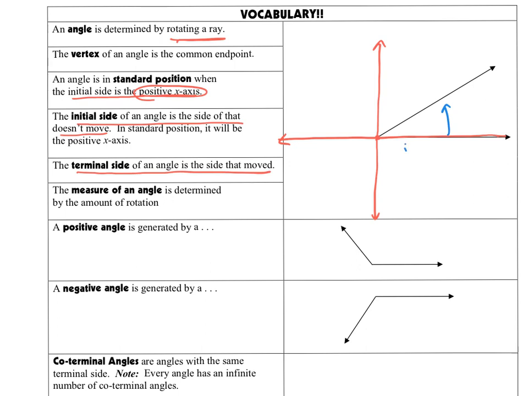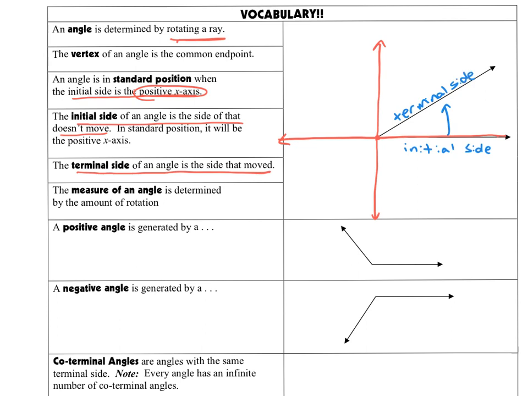So we would call this the initial side, okay? In fact, both of the rays start here. This is our initial side. And then the terminal side is where it stopped. So this is the terminal side. So one stays in place and the other moves. So this is our terminal side, okay?